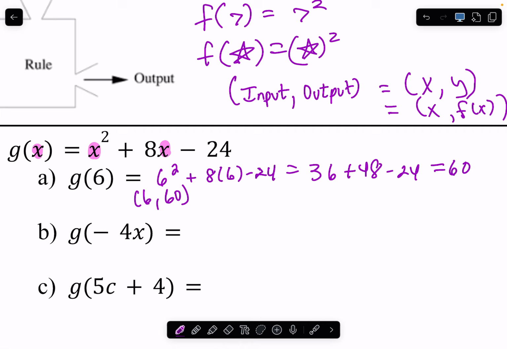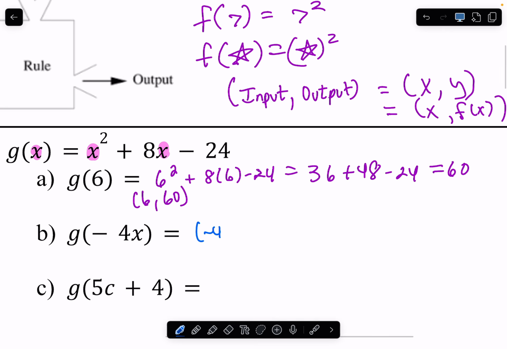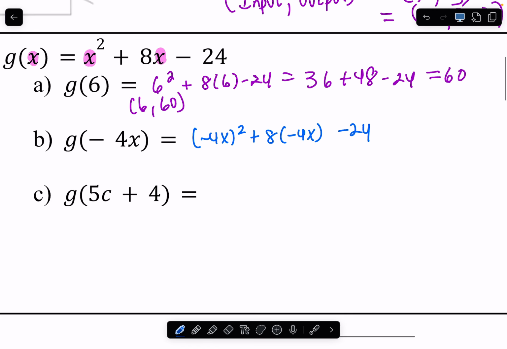Now, when we input something like a variable in step B, we do have a little more algebraic things we have to worry about. We're still going to square it. We're still going to multiply it by 8. But since it's negative, it's a really good idea to put it in parentheses. Otherwise, you're going to mess up the negatives. It's common that you would mess that up, okay? So I would make sure, especially when plugging in a quantity with more than one term, like we're going to see in C, or a quantity that's negative, use parentheses, okay?